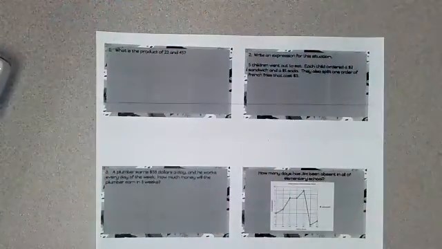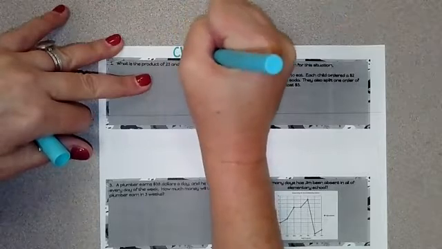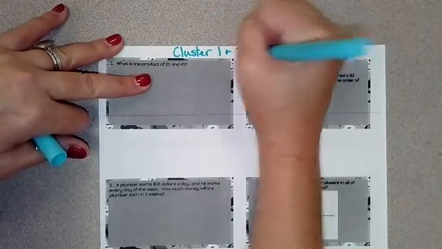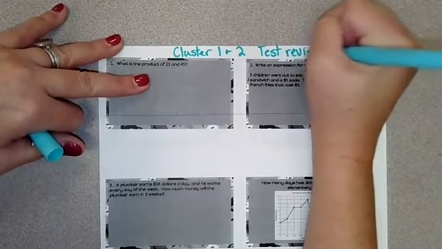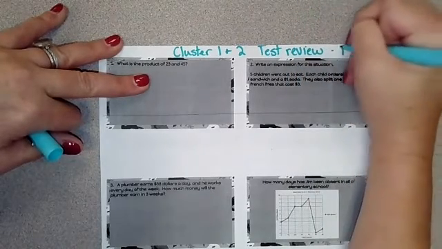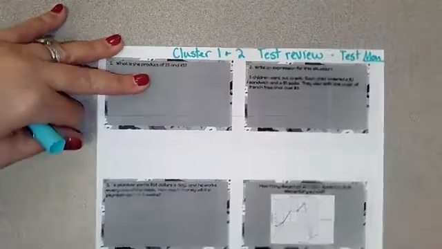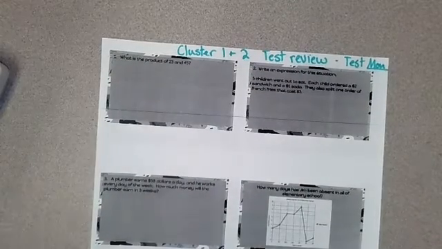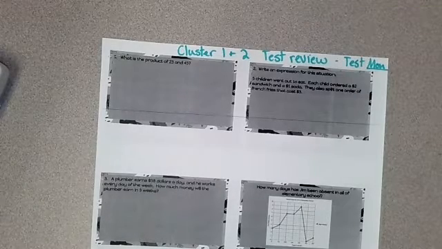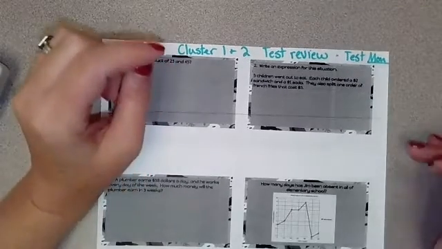Okay. All right. So across the top here, I want you to write cluster 1 and 2 test review. And then write test Monday. Test is Monday. All right, so what do you mean cluster 1 and 2 test review, Ms. Ross? That means that on this test is everything that you've learned since the beginning of the year.